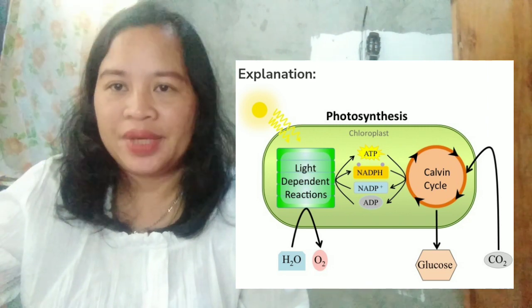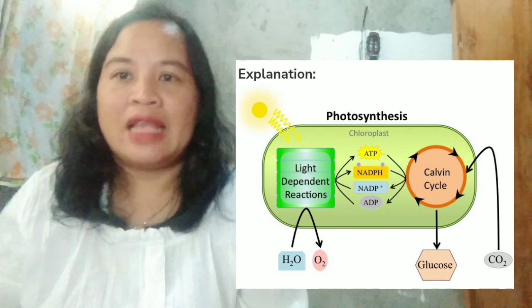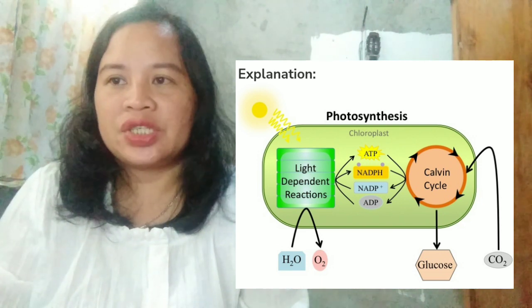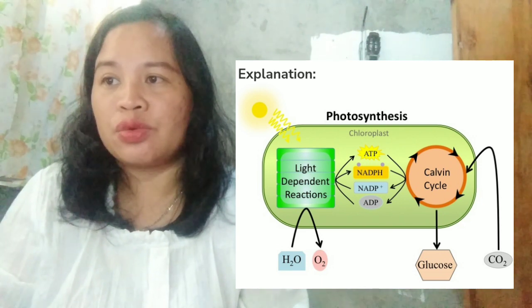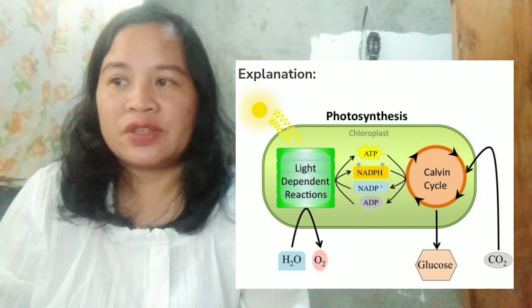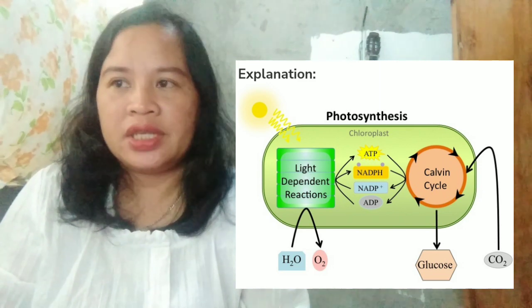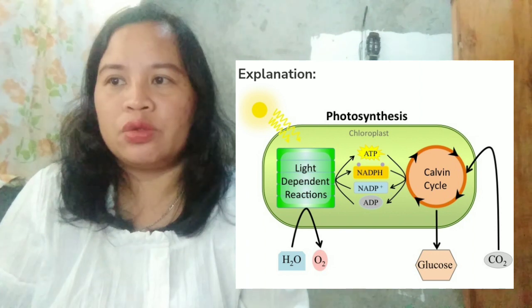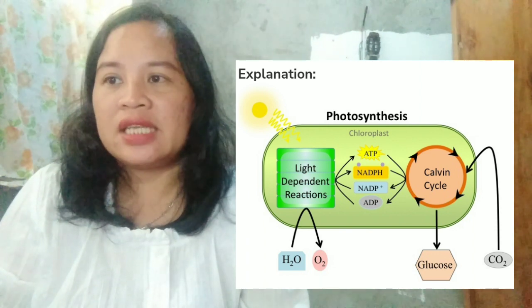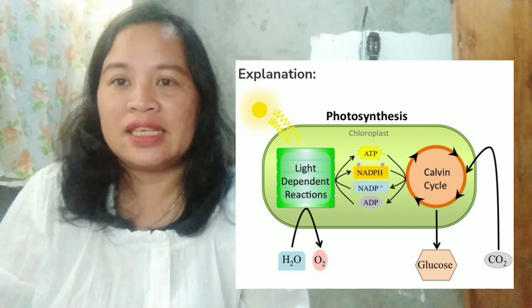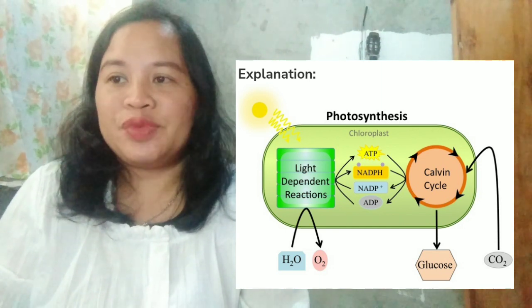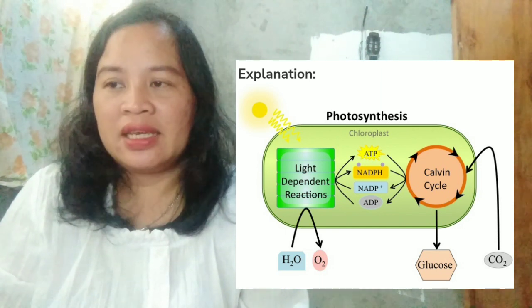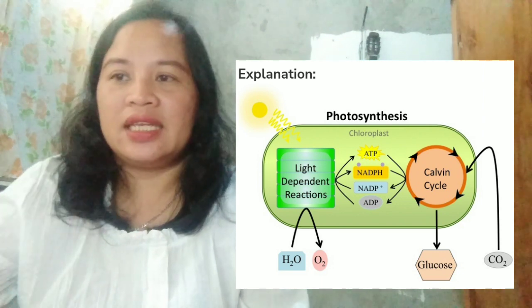NADPH, ATP, and oxygen. For the light-independent reactions, the goal is to use stored chemical energy to fix carbon dioxide and create a product that can be converted into glucose. Location is in the chloroplast, in the stroma. Input is carbon dioxide, NADPH, and ATP.